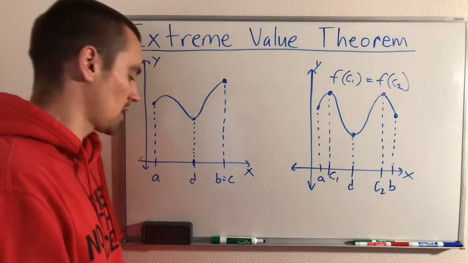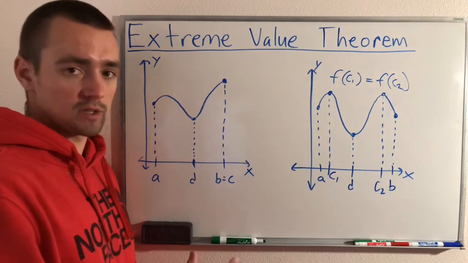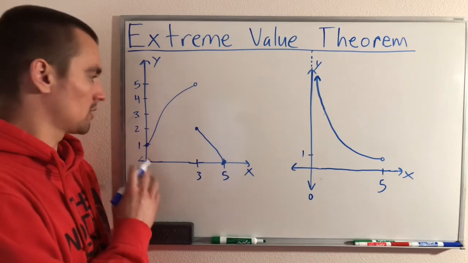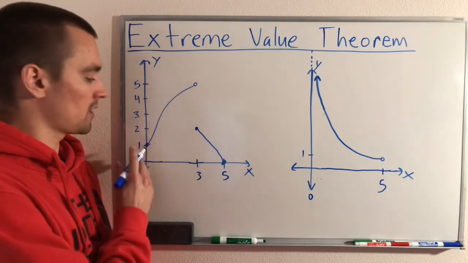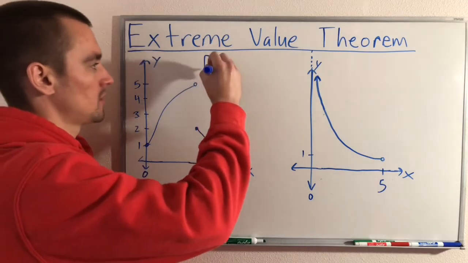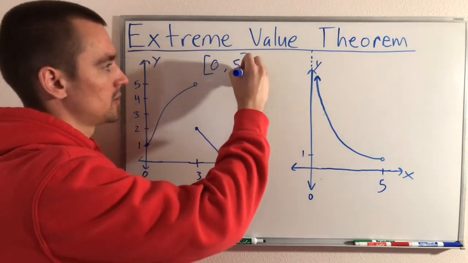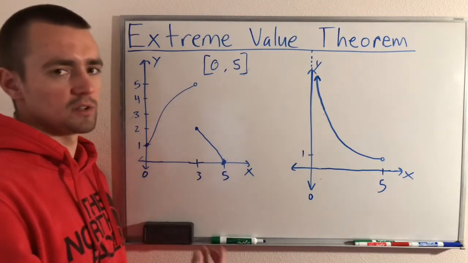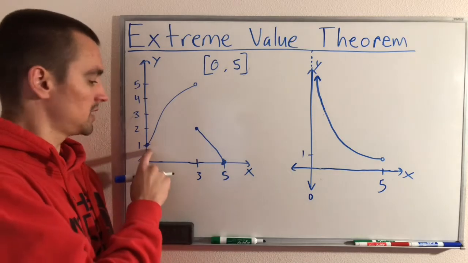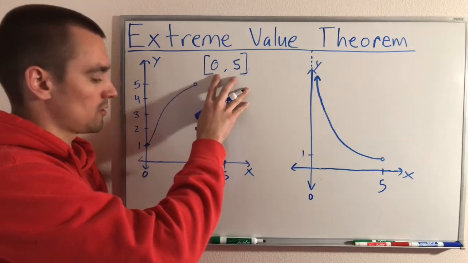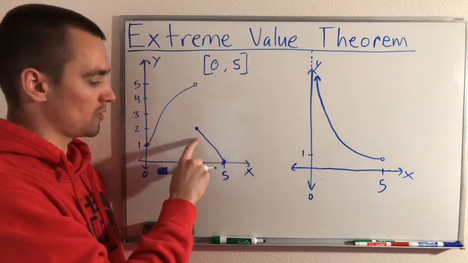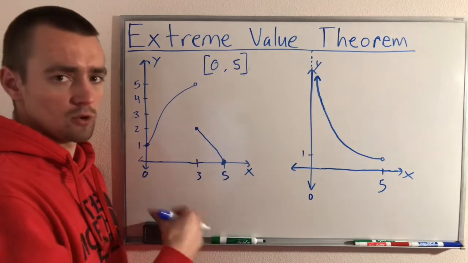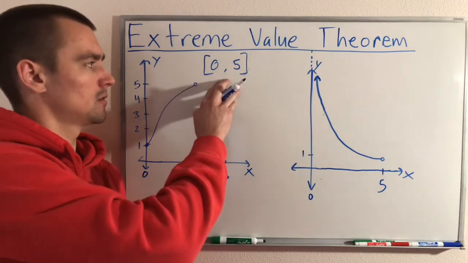Now I'll show you some examples that don't meet the criteria for the extreme value theorem. So starting with this function here on the left, we can see a graph of this function which is defined on the entire closed interval of 0 to 5. Considering our extreme value theorem, we needed a function to be continuous on an entire closed interval. This function is defined on that entire closed interval of 0 to 5 because it does have an output for every single x value between 0 and 5, including 0 and 5. So we do have a closed interval here.